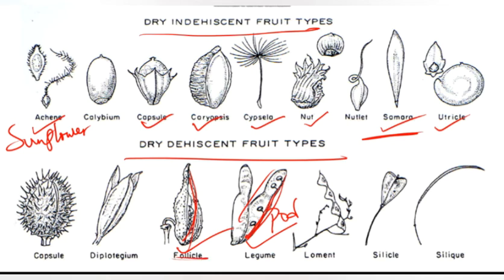Okay, now we have the ones we call the capsule. Capsules are normally formed from a syncarpous flower, which means that since they are syncarpous, they have many seeds. We have castor oil as an example. We also have cotton. We have poppy.